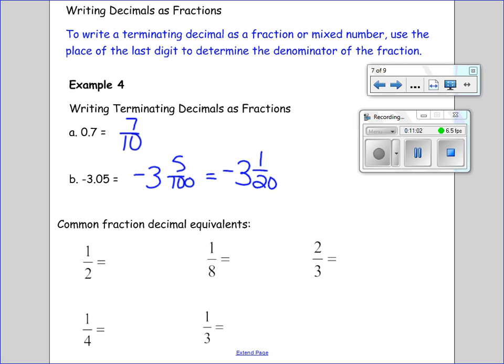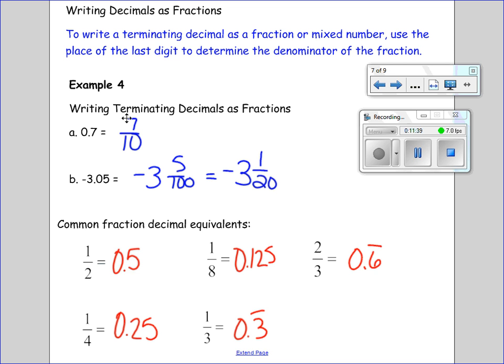There are common fraction-decimal equivalents that you would just need to have memorized. 1/2 in decimal is 0.5, 1/4 is 0.25, 1/8 is 0.125. 1/3 is 0.3 with the bar notation over the 3, and 2/3 is 0.6 with a bar notation over the 6.